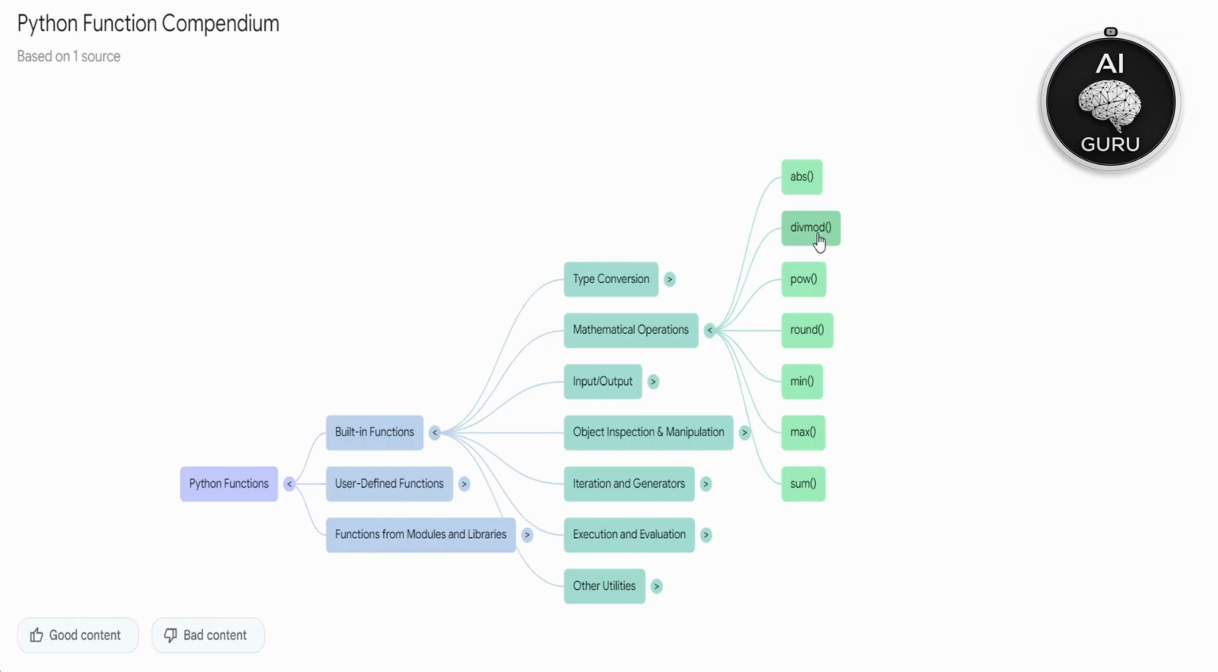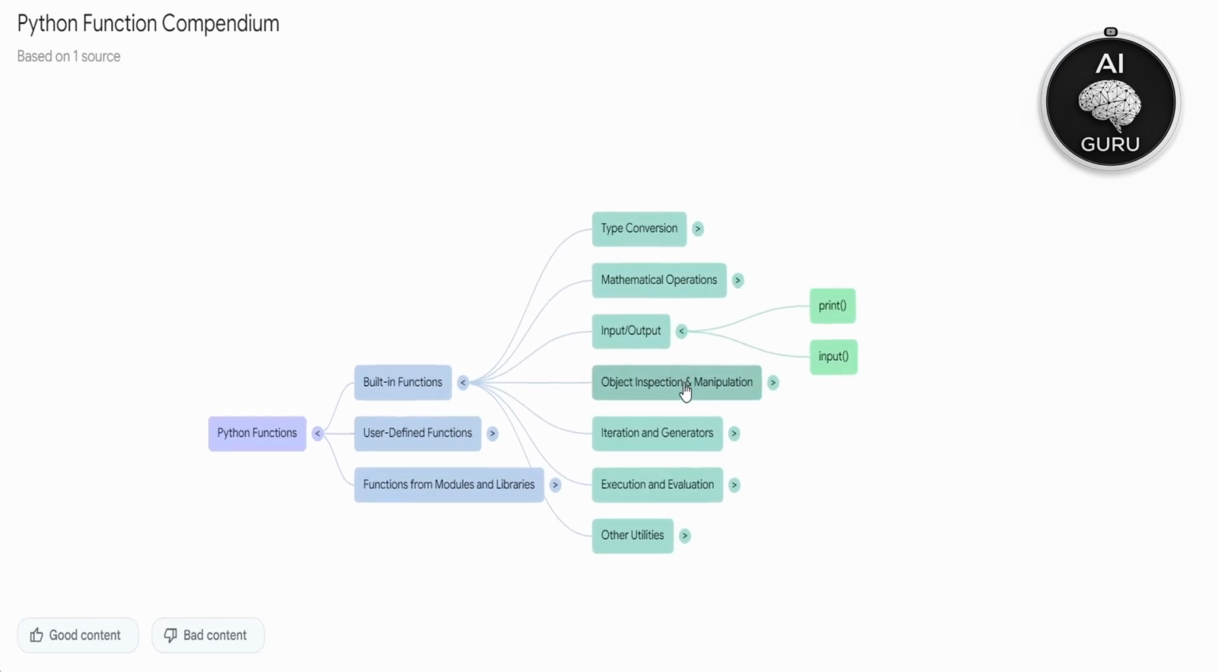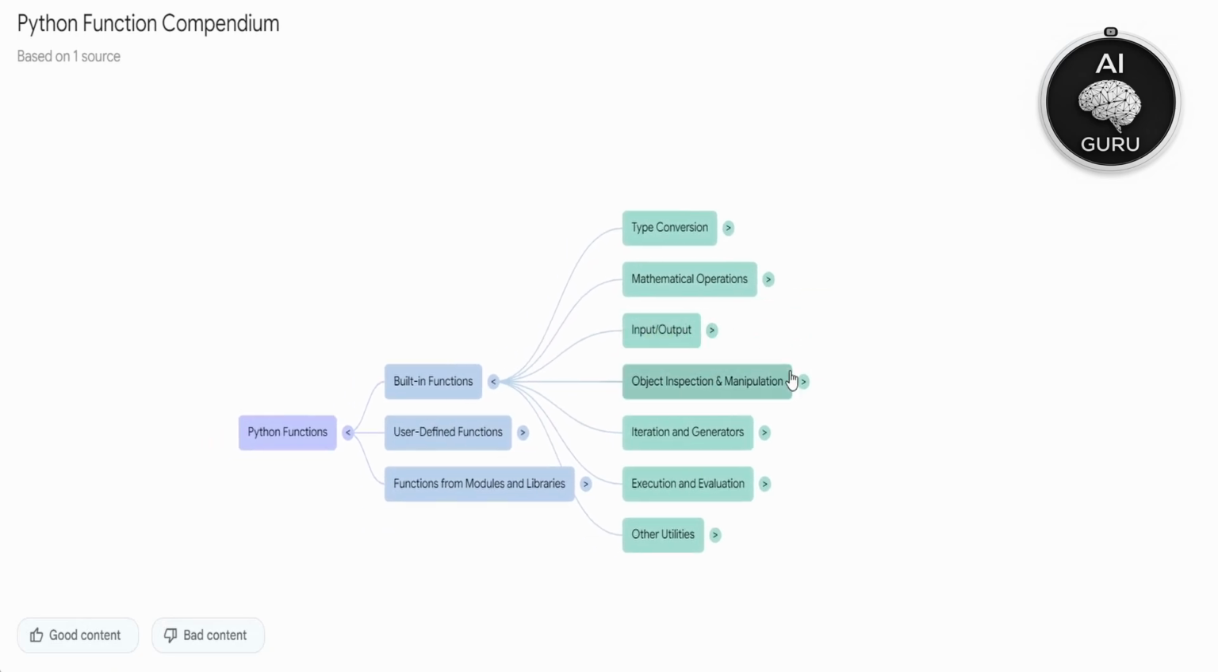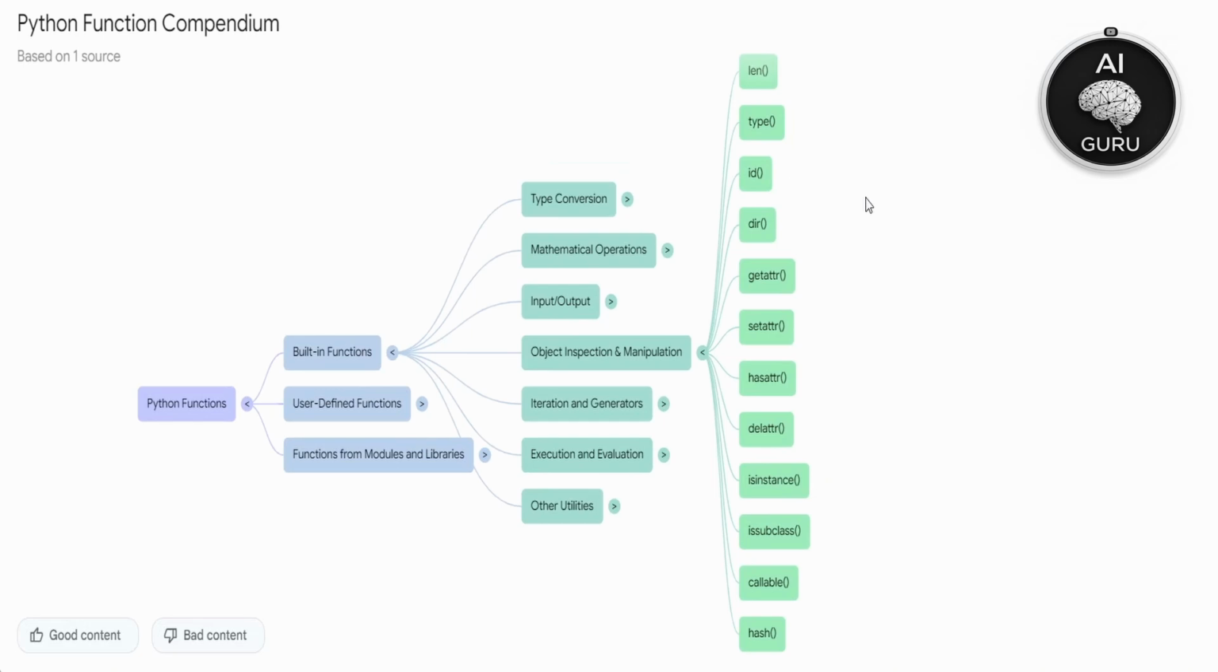Super efficient. Cool. And of course, the absolute basics for input-output, print and input. Can't do much interactive stuff without those. The eyes and mouth of your program, essentially. Yeah. Basic interaction, getting feedback, essential. Okay, now this next category sounds really interesting. Object inspection and manipulation, giving you X-ray vision. Yeah, something like that.